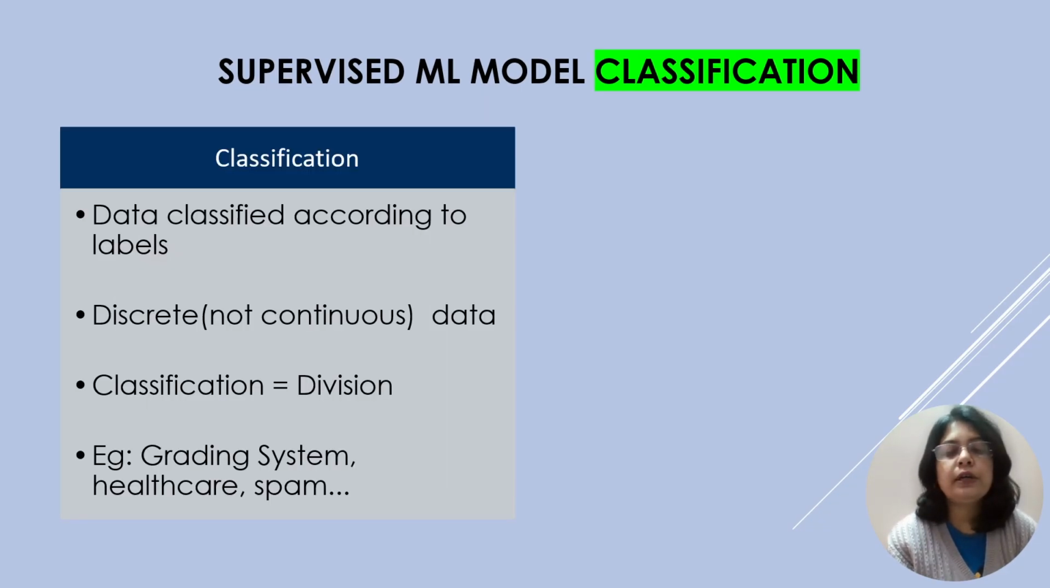The data used here is discrete. Discrete means data which is not continuous. Discrete means whole numbers, data which appears in whole numbers, like your shoe size. And continuous data are those which can appear in decimals, like our height is continuous, it is dependent on the previous data. So data is classified according to labels. Discrete, non-continuous data is used here.